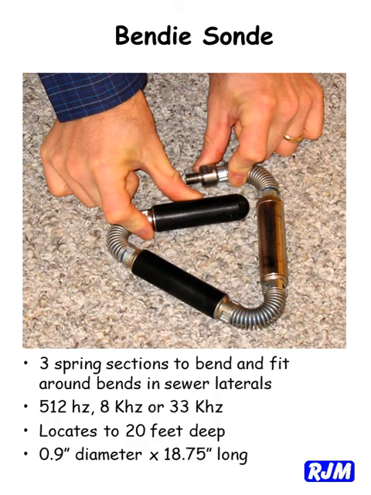The bendy sonde is the best choice to locate deeper in sewer laterals. It has 3 spring sections to allow it to go around small pipe bends. It's available in 512, 8 kilohertz, and 33 kilohertz, and it can locate up to 20 feet deep. It's 0.9 inches in diameter by 18.75 inches long.